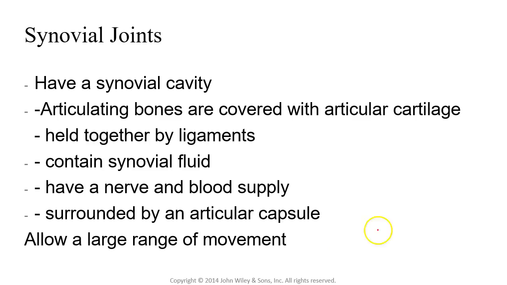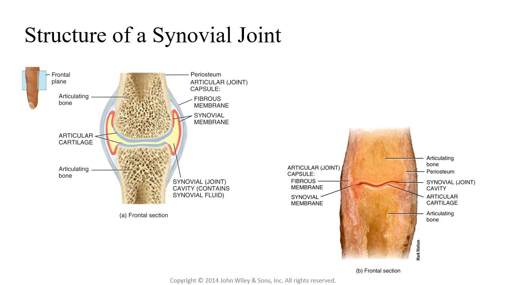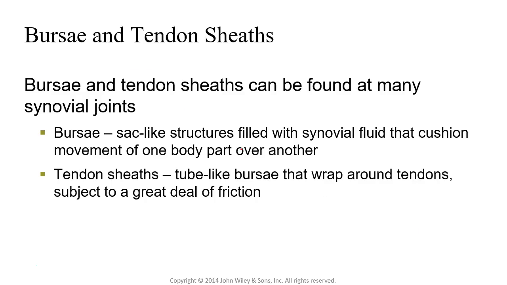Synovial joints. We have a synovial cavity. We have the bones covered by articular cartilage, held together with ligaments. We have synovial fluid. There is nerve and blood supply, and we have a capsule. We are allowing a large range of motion at these types of joints. So here, even at the interphalangeal joint, we have a synovial cavity. We have the ability for free movement.